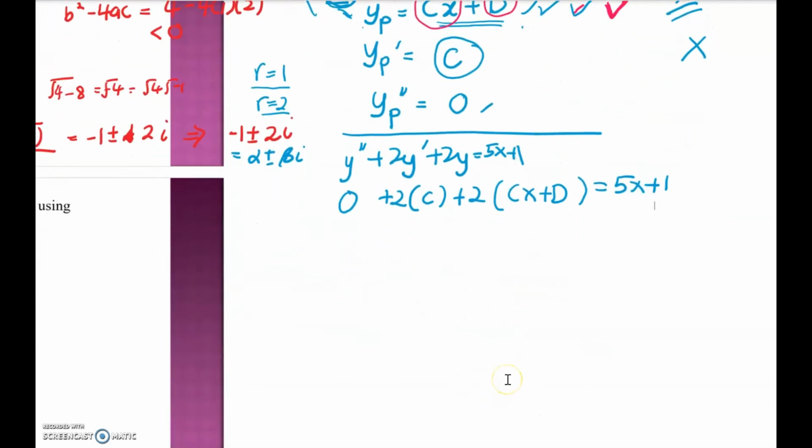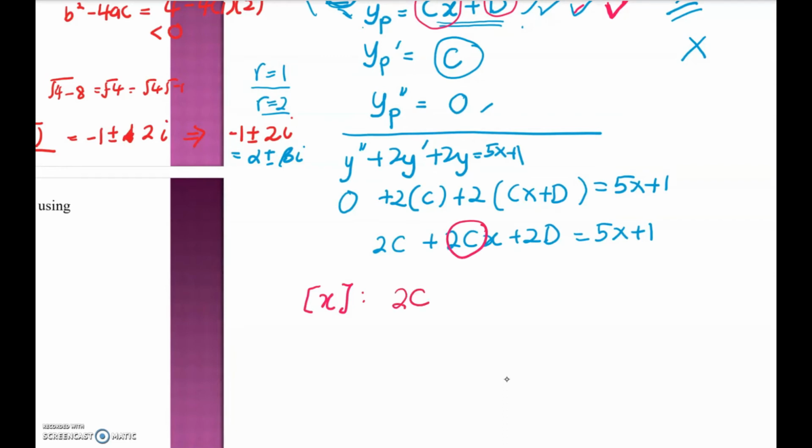Now I want to expand this one, so I have 2c plus 2cx plus 2d equals 5x plus 1. I want to collect the same terms, for the term x to the power of 1. X to the power of 1, on my left I have 2c. Dah tak ada dah kan? Tak ada, yang ni bukan, yang ni bukan. And then on my right hand side, I have 5x.